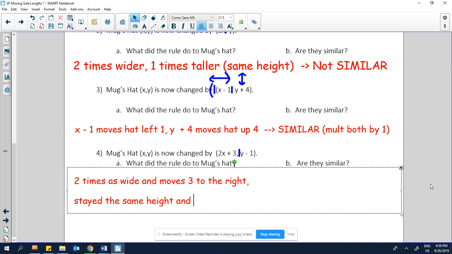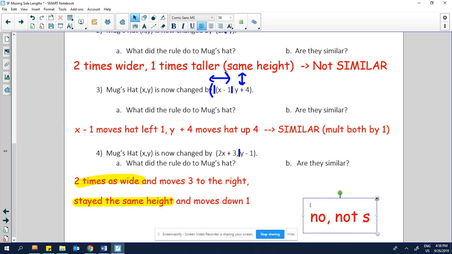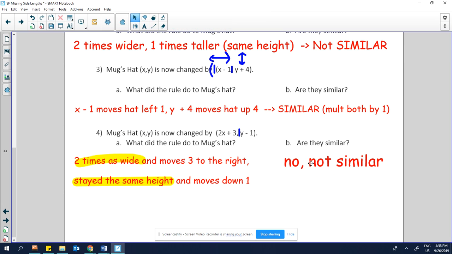Did it move at all? Oh, -1. Y -1. So is that up or down? Moves down 1 because it's -1. Are these going to be similar if it is twice as wide but stayed the same height? No, not similar because I multiplied a different number by x and by y. I multiplied x by 2 and y only got multiplied by 1. Make sure you have all of your notes filled in.